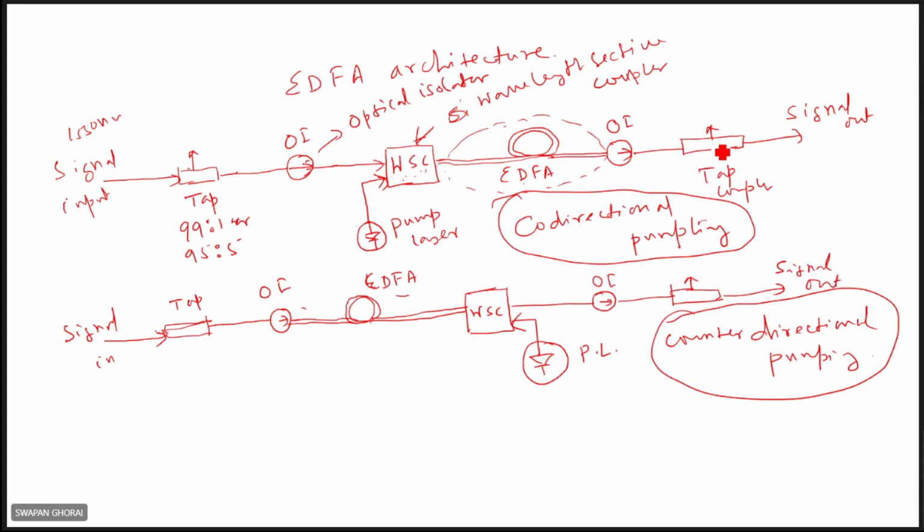And next, a taper coupler is here on both sides. This is one, another one is a taper coupler. So these taper couplers are used to check the amplification, to compare the incoming signal and the amplified signal. And the ratio can be 99:1 or 95:1, right? In this ratio.